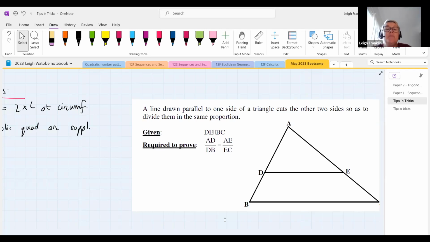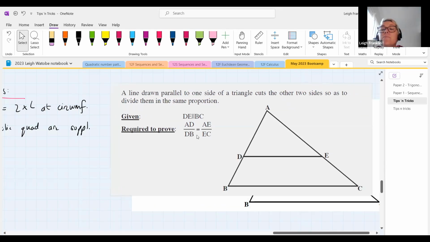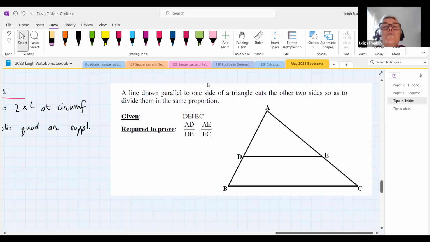So they may say something like, use the diagram below to prove that AD over DB equals AE over EC, for example. Right, so you'll recognize that.